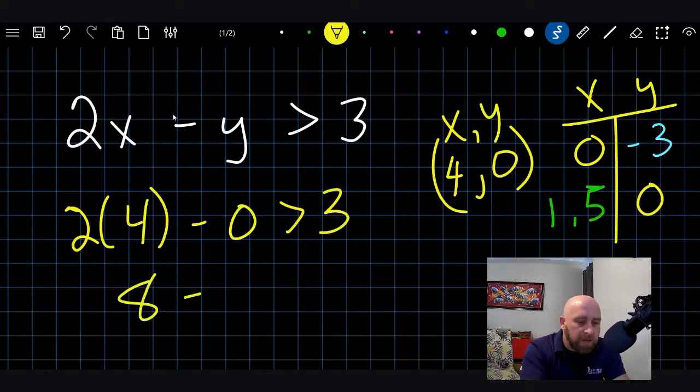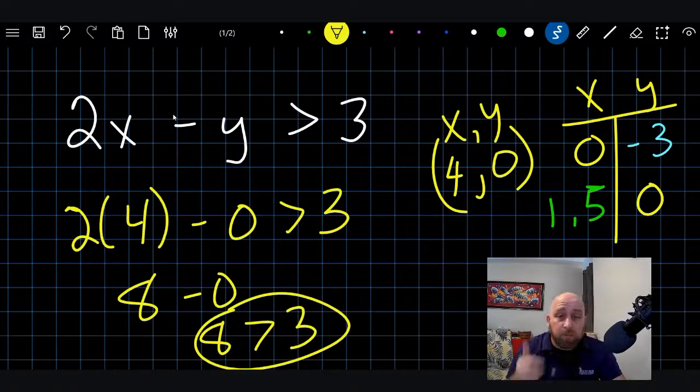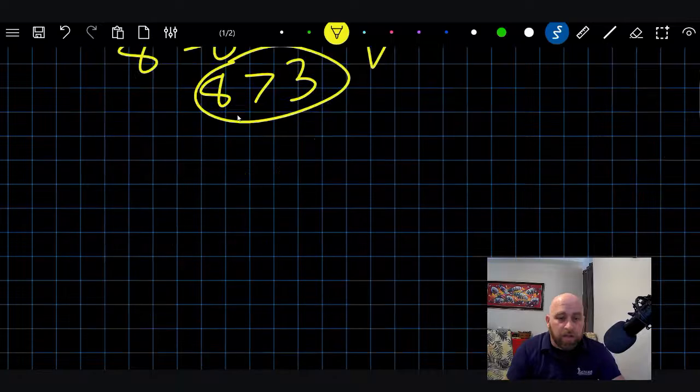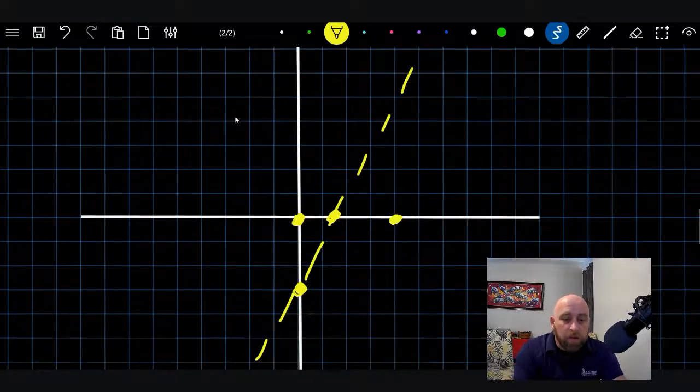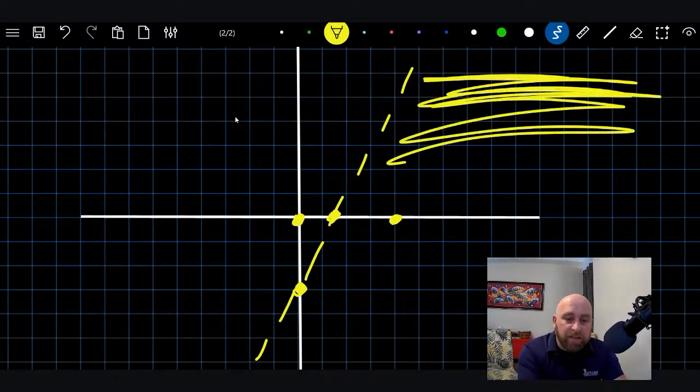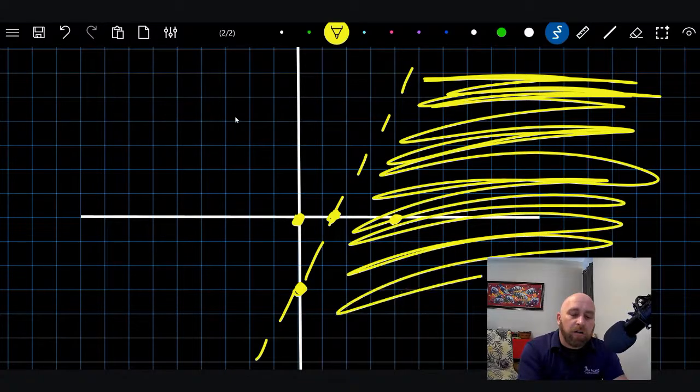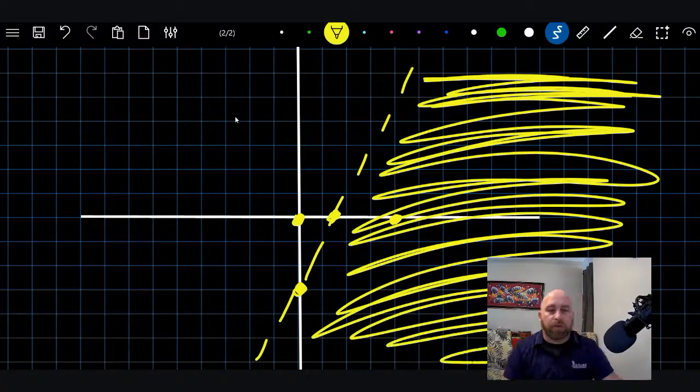2 times 4 is 8, minus 0. 8 is greater than 3. Is that true? Yes, it is true. So we can check mark that, and we can come down here, and now we know that this is indeed the side that is bigger, and so we would color in that whole side over there.